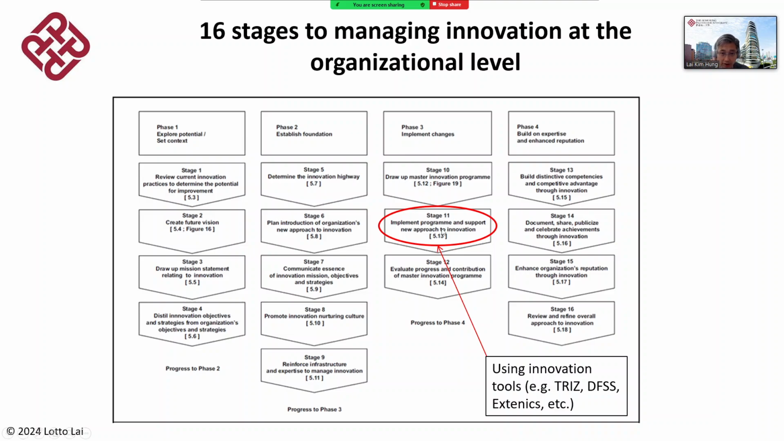So I highlighted stage 11, which is to implement a program and support the new approach to innovation at that time. They don't tell you how to do it, but I propose using some innovation tools, for example, TRIZ, Design for Six Sigma, design thinking, and so on.